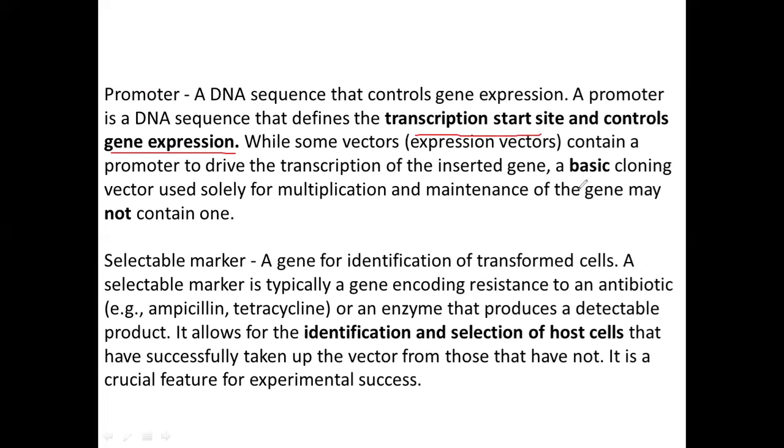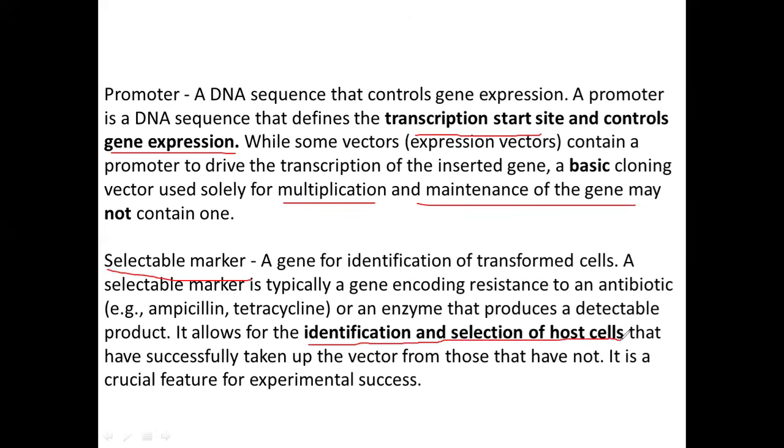So ఎక్కడైతే basic cloning అవుతుందో, where multiplication and maintenance of gene అవుతుందో, there you don't need the function or you don't need the presence of promoter అనమాట. So అందుకే basic clones లో or basic cloning లో we don't prefer promoter to be present. Next is the selectable marker. This is very important. Selectable marker function ఏంటంటే, it is responsible for identification and selection of the host cells.